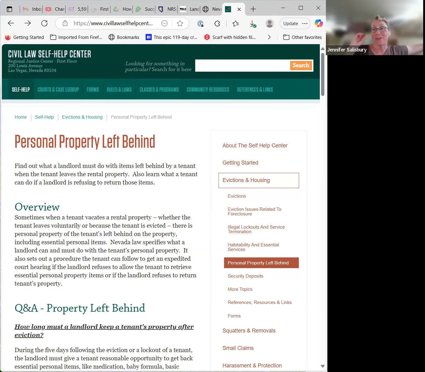Pets and animals: zero information about pets or animals. They did not talk about a pet deposit or charging pet rent. So if this is something that you're curious about as a landlord in Nevada, make sure you're asking the question: can you charge a pet deposit? Can you charge pet rent? I'm not sure how they're going to view that, but there's been nothing about pets in there.